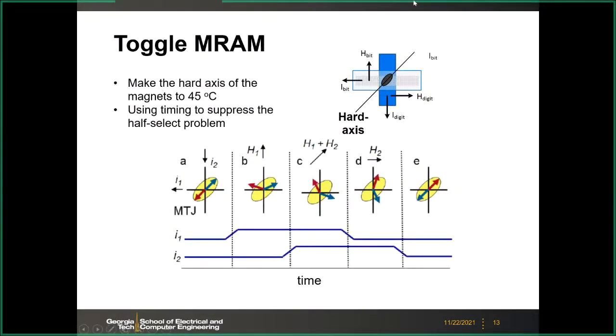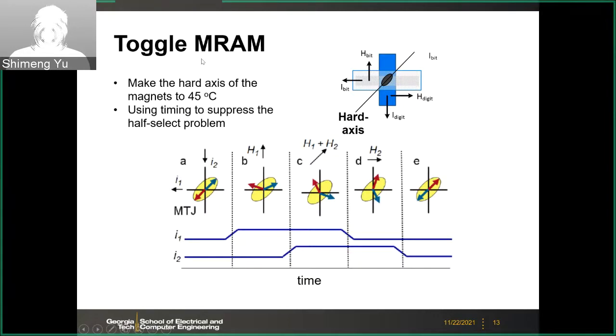And to make this practical, there is a concept for toggle MRAM. When you do the flipping, you need to do it in two steps. First, you apply the first current. So basically, the two currents. Let's say I1 to the WWL, and I2 to the BL. You have a little bit of timing difference when you apply those two currents.